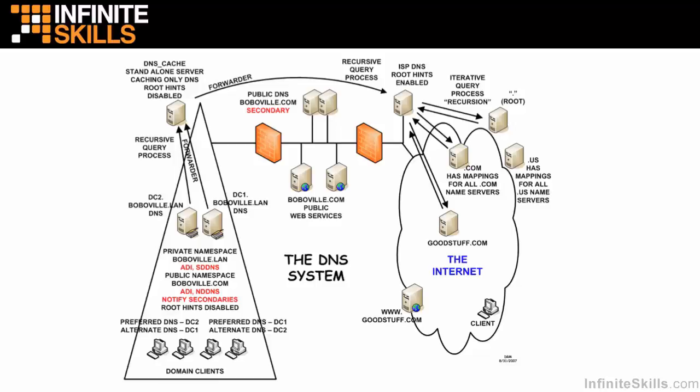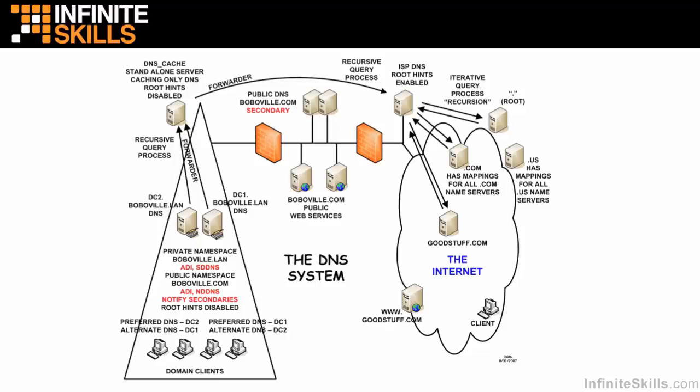The DNS server from the ISP is going to now go query the .com server for www.goodstuff.com. That .com server will send him back the IP address of the name server that is authoritative for goodstuff.com. Now, the ISP's DNS server will go query the goodstuff.com name server and should receive the response for the www.goodstuff.com mapping. That ISP DNS server will now cache that response and then forward the response over to the DNS caching-only server for boboville.lan. That caching-only server will forward that response down to dc1.boboville.lan, and that DNS server will forward the response down to the client.